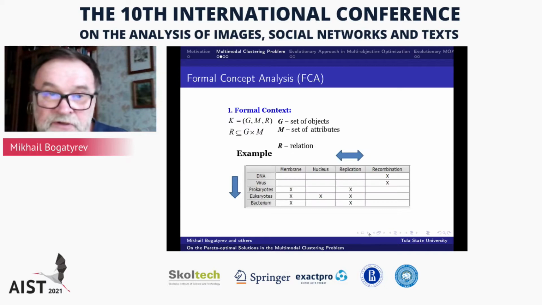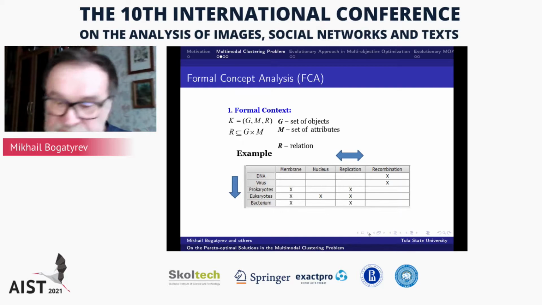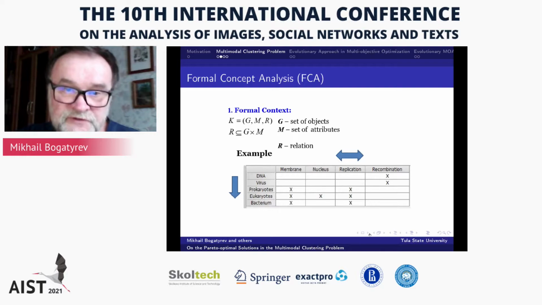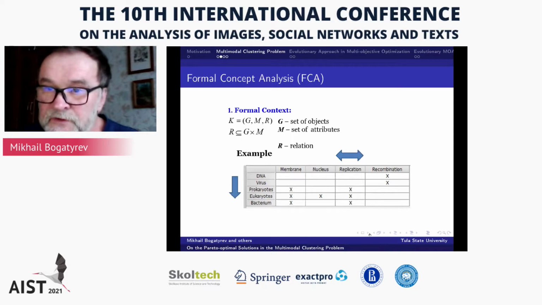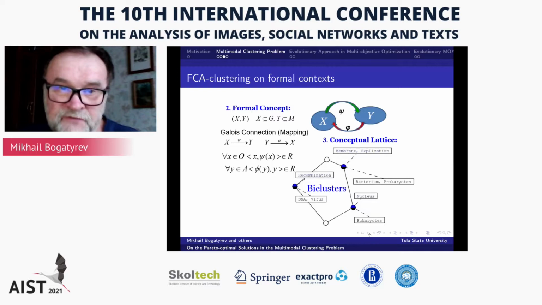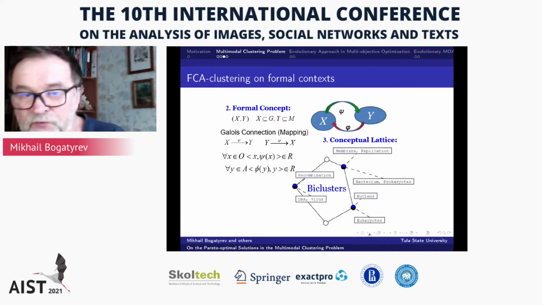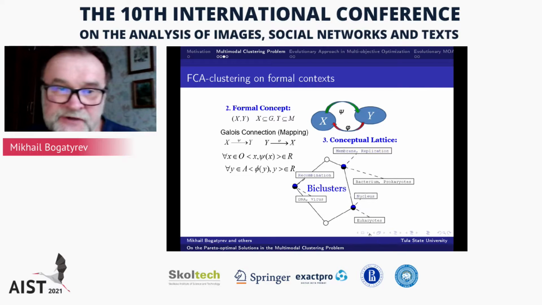This is a simple example of a formal context. A formal context has a set of objects and a set of attributes, and they are linked by a certain relation, more often a binary relation, which is represented by crosses in the cells of the relation matrix. And then a formal context can be transformed to a conceptual lattice by finding so-called formal concepts. Again: first the formal context, second the formal concepts, and third the conceptual lattice.